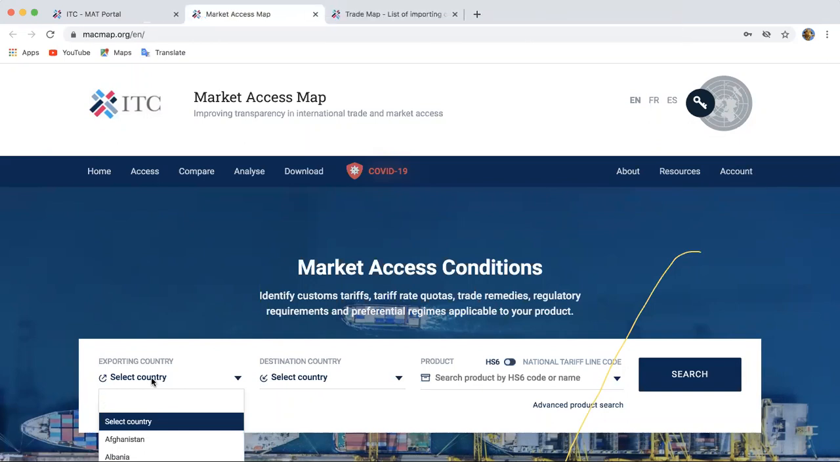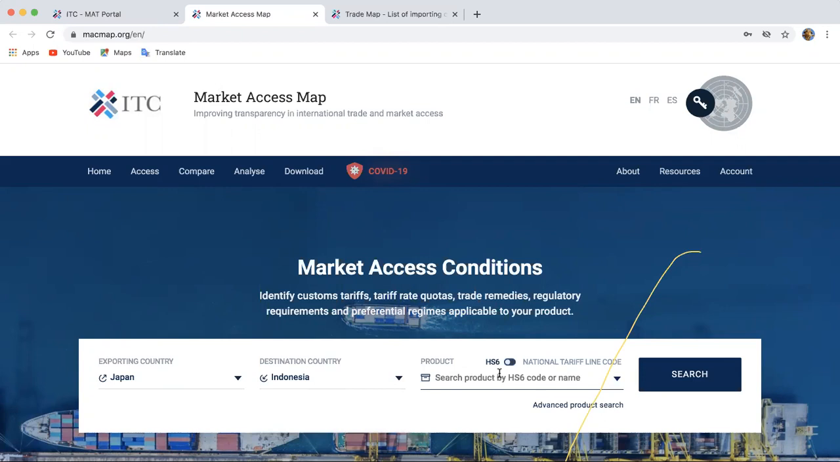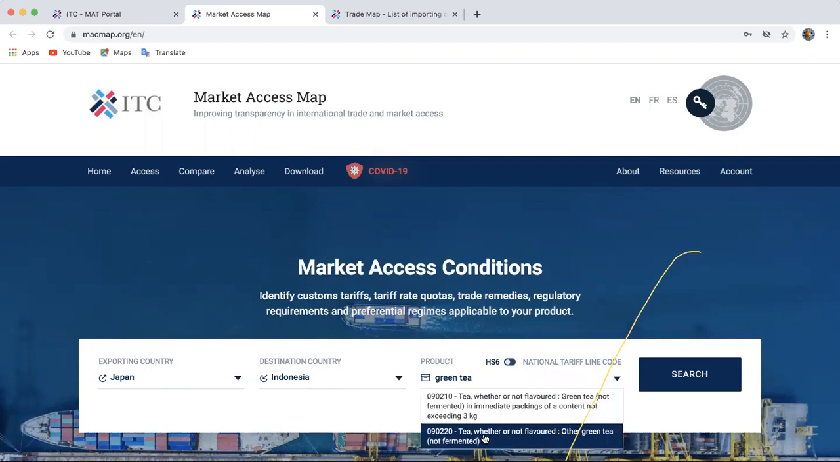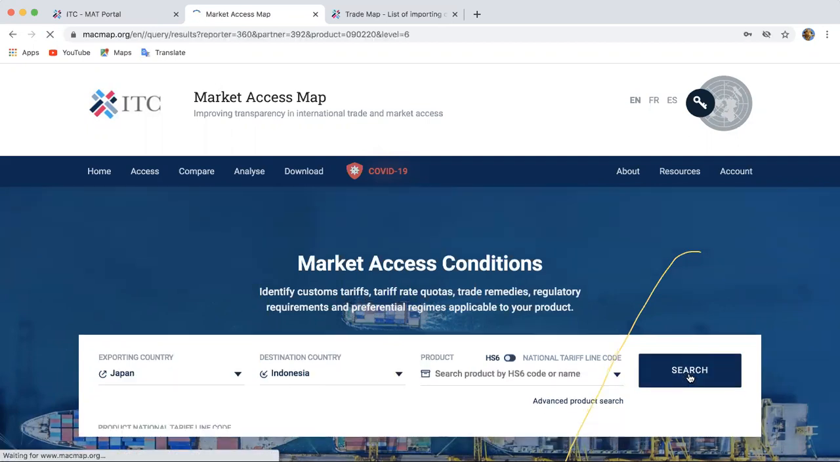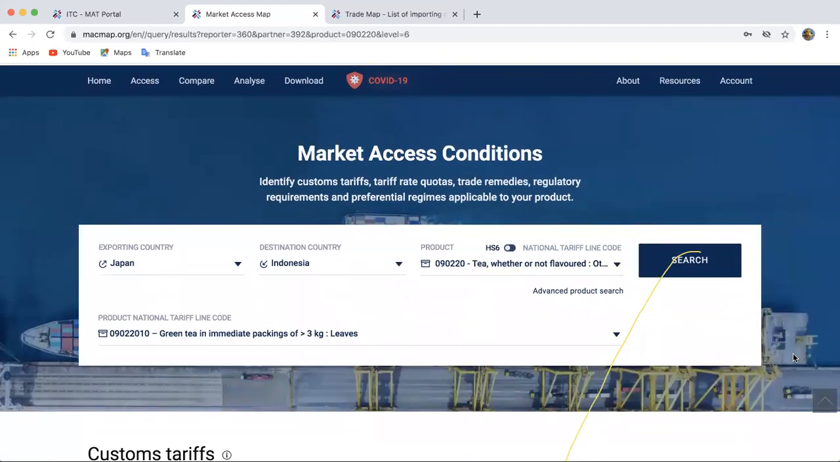So our exporting country was Japan. Our destination country, I was looking at Indonesia. And our product was green tea, and it was exceeding 3 kilos. So on this page, this is an overview page because it's a home page. So it gives you an overview of everything, all the information that is in Market Access Map, actually.